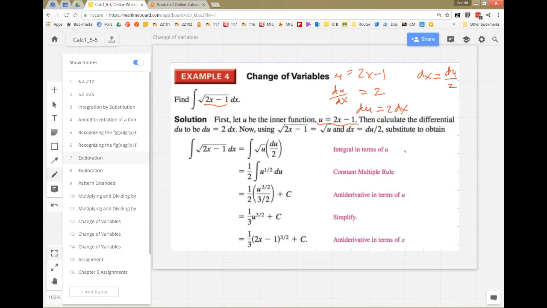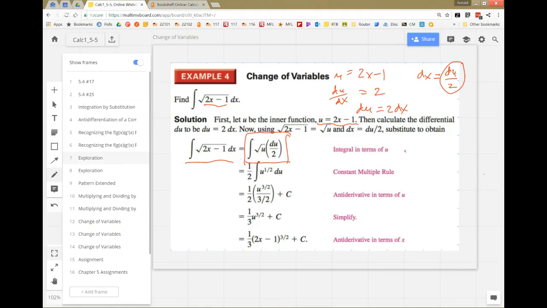All right, so now let's take the original problem and rewrite it with u's. That's what I'm doing right there. The square root of 2x minus 1, that's the square root of u. And dx, we're going to substitute what we had up here in the top right corner, du over 2. So this is just a rewriting of the problem in terms of u.